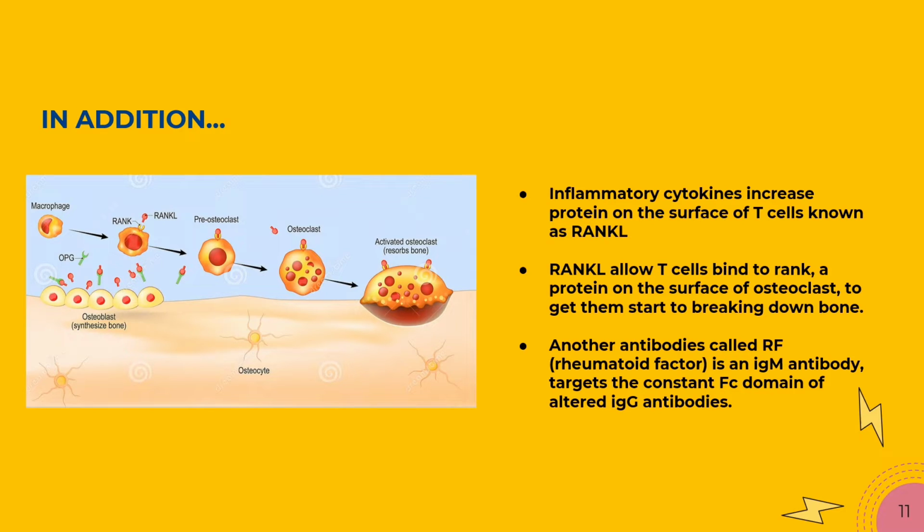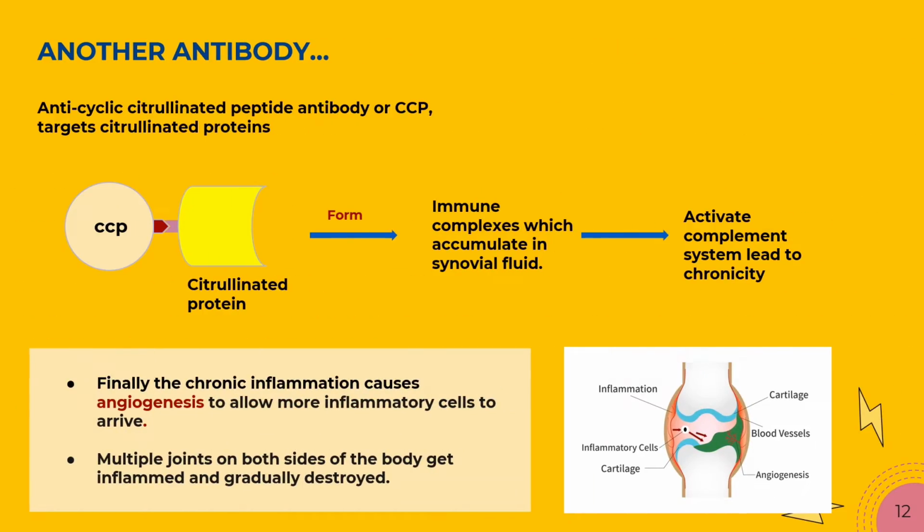Meanwhile, antibodies also enter the joint space. There's another antibody called rheumatoid factor, or RF, which is an IgM antibody that targets the constant Fc domain of altered IgG antibody. Another antibody is anti-cyclic citrullinated peptide antibody, or anti-CCP, which targets citrullinated proteins. When these antibodies bind to their target, they form immune complexes which accumulate in the synovial fluid.